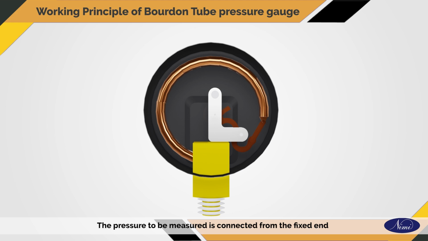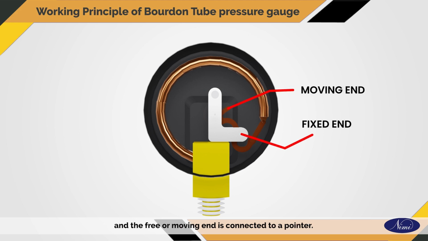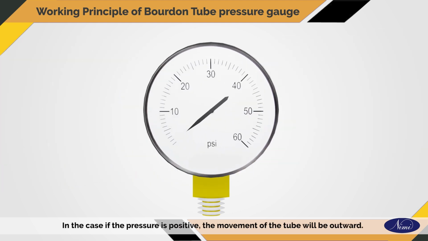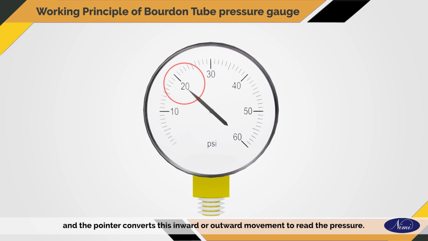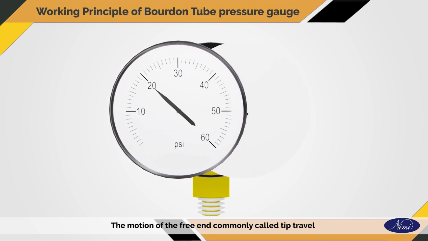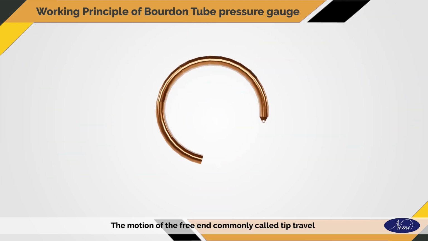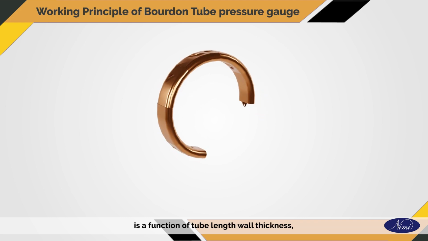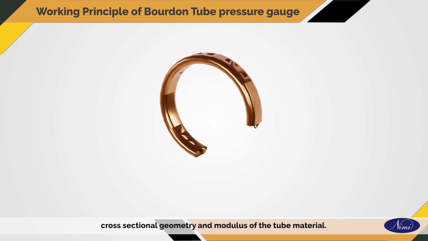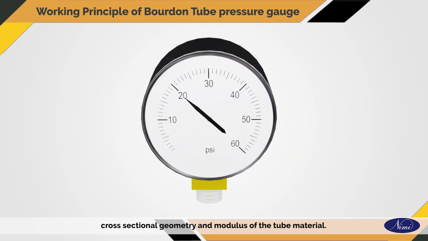The pressure to be measured is connected from the fixed end and the free or moving end is connected to a pointer. If the pressure is positive, the movement of the tube will be outward. If the pressure is negative or a vacuum pressure, the tube moves inward, and the pointer converts this inward or outward movement to read the pressure. The motion of the free end, commonly called tip travel, is a function of tube length, wall thickness, cross-sectional geometry and modulus of the tube material.